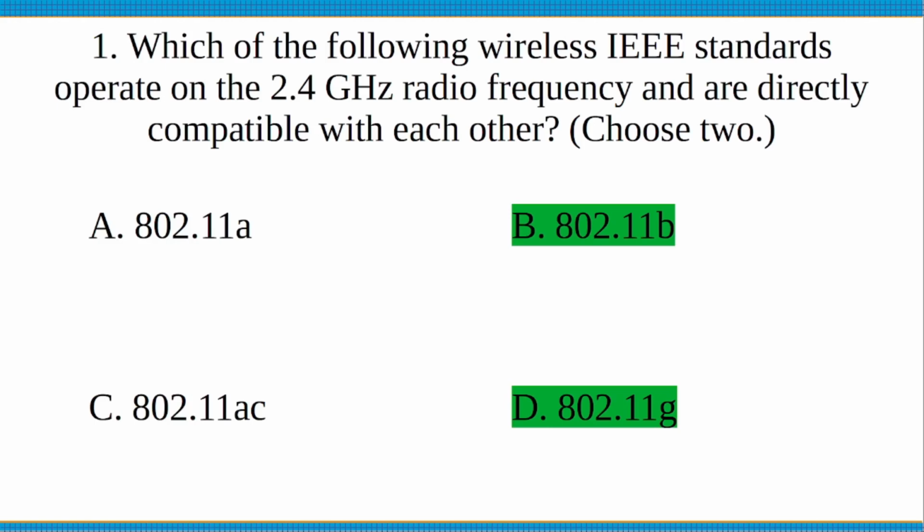So both 802.11b and 802.11g operate in the 2.4, and 802.11a and 802.11ac operate in the 5 GHz range.